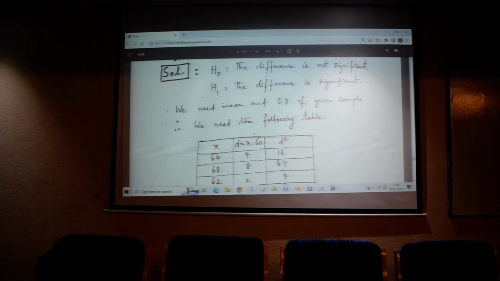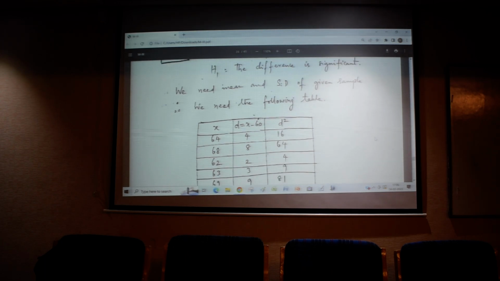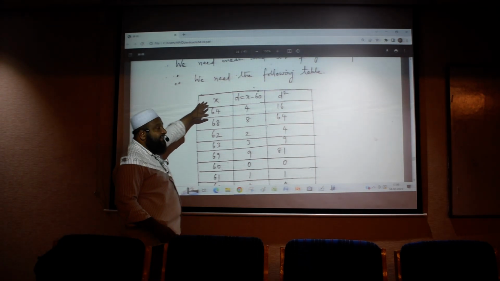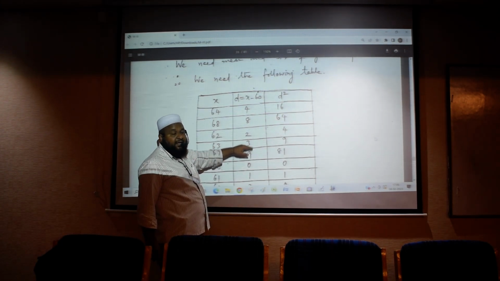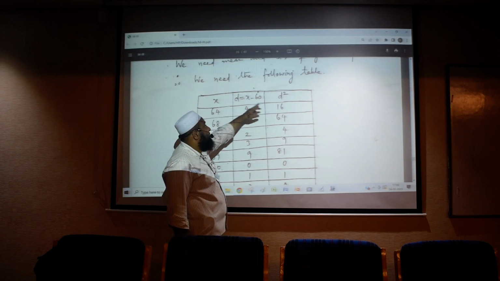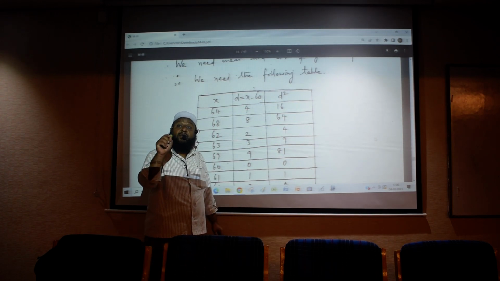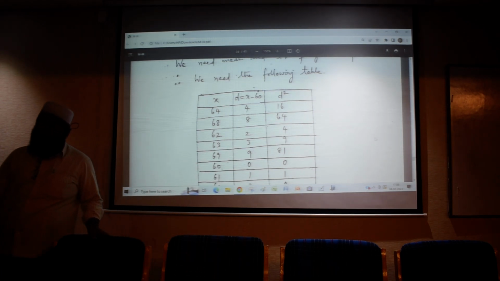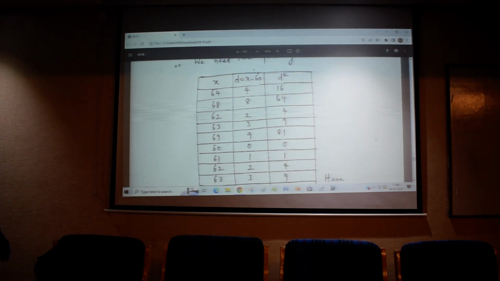We need the mean and standard deviation. For the mean it is so simple. These are x values. Because the numbers are bigger, I have taken x minus 60. Then I am going for this table, which is required to find the variance and mean. It's so simple. Understood about this one?